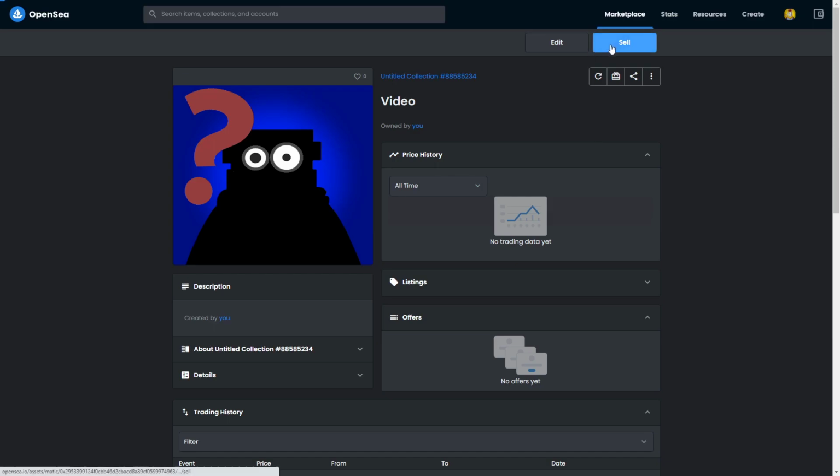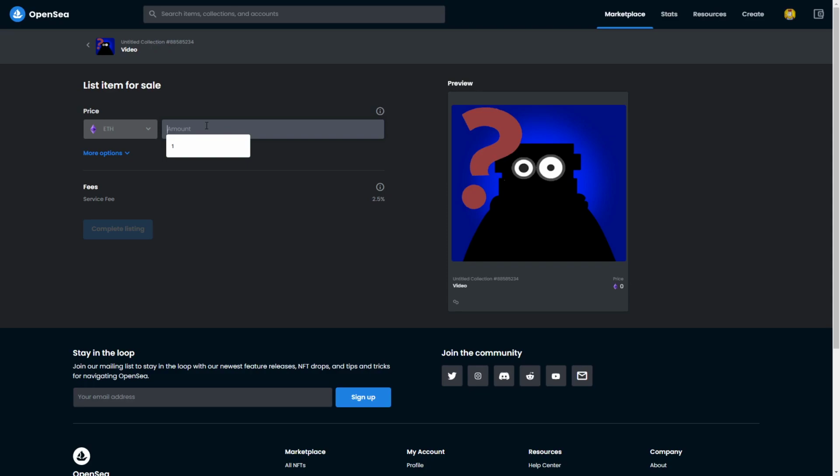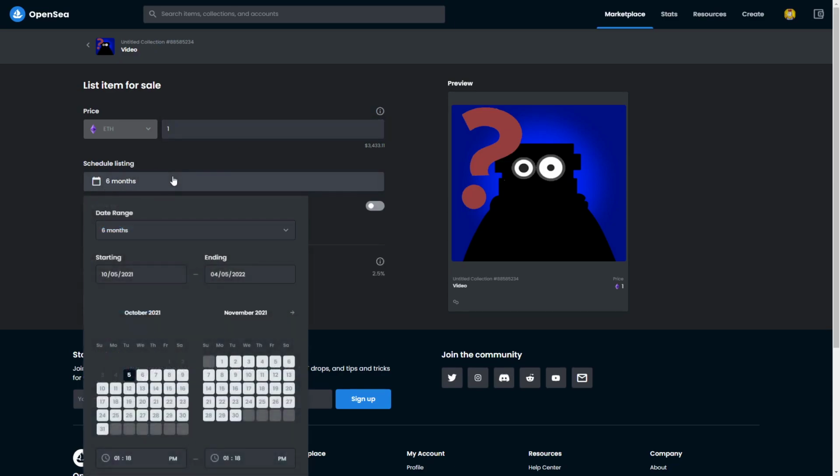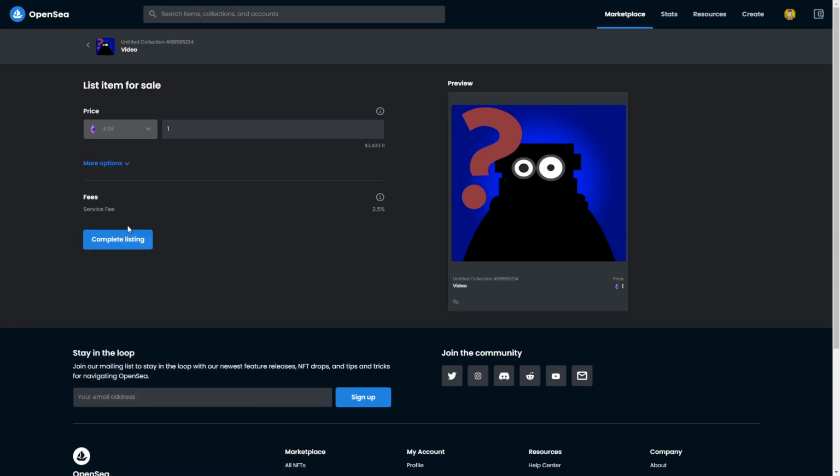Anyway, go ahead and hit sell. I'm pretty sure you can do any amount here. I haven't tried. I usually set mine at 1, and I would just set it at 1 unless you have really high hopes for your NFT. One just means they could just buy it at one, but they could bid anything below, so it's whatever. Under more options, you can choose how long you want it to be listed for, whether 6 months, 3 days, 1 day, a week, whatever you want.